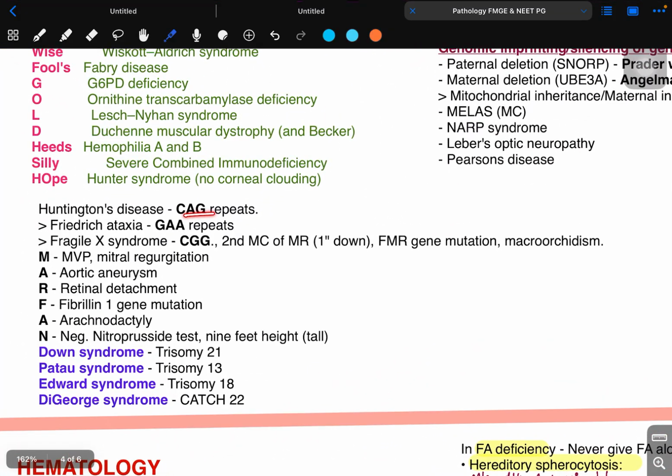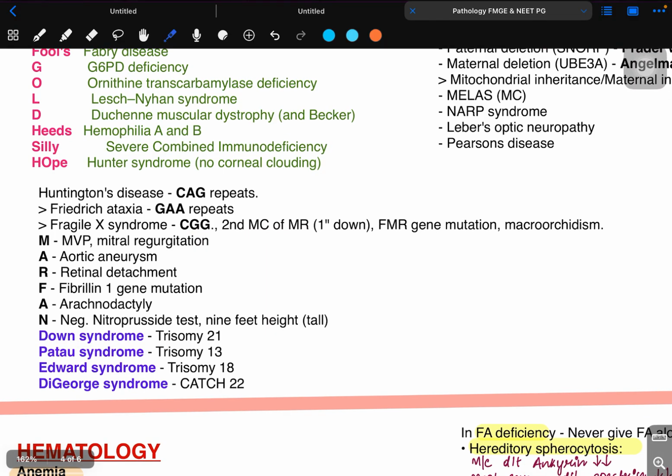Huntington's disease, we will find CAG repeats. Friedreich ataxia, we will find GAA repeats. Fragile X syndrome, we will find CGG repeats, and it is the second most common cause of mental retardation. First one is Down syndrome. Okay. In Fragile X syndrome, there is FMR1 gene mutation. There can be macroorchidism, and these are the clinical features.